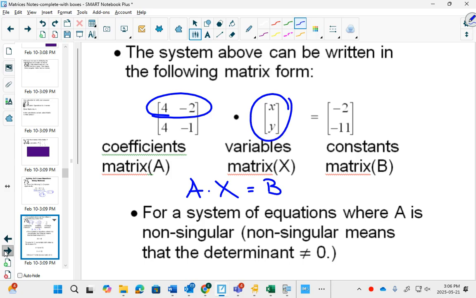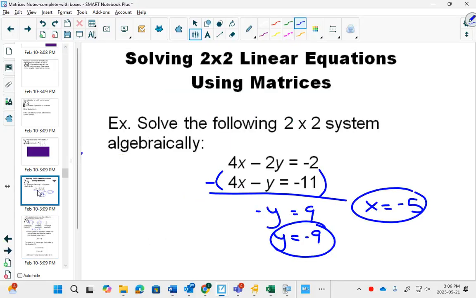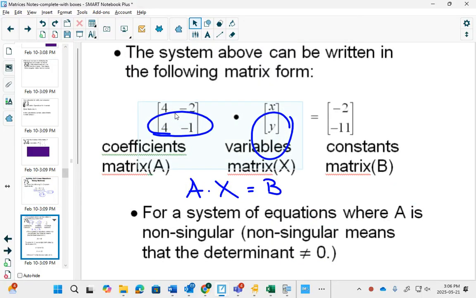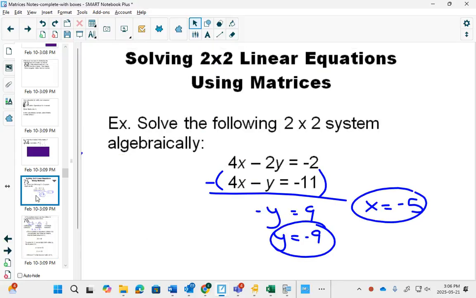I would turn it on its side and crash it in. I would get 4x minus 2y. Is that not what our first equation was? 4x minus 2y. And if I took the second one and crashed it, I get a 4x minus y, which is what I had originally.